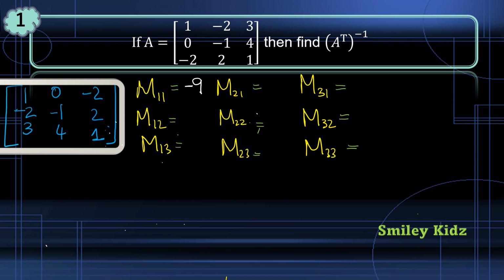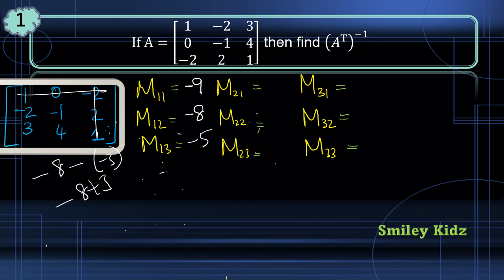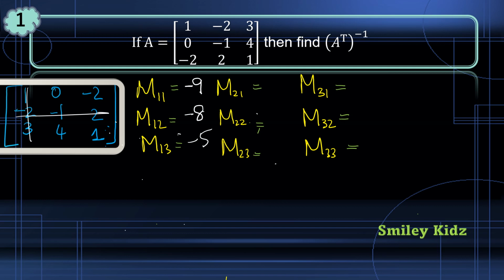Now, cut down the rows and columns. 0 belongs to here. You have minus 2, minus 6. That will be minus 8. Then if I need to find out for minus 2, then it will be minus 8 minus of minus 3. That is minus 8 plus 3, minus 5. So here you have minus 5. Now, let me do it for row 2. That is going to be 0 minus of minus 8, that is 0 plus 8, here it will be 8.